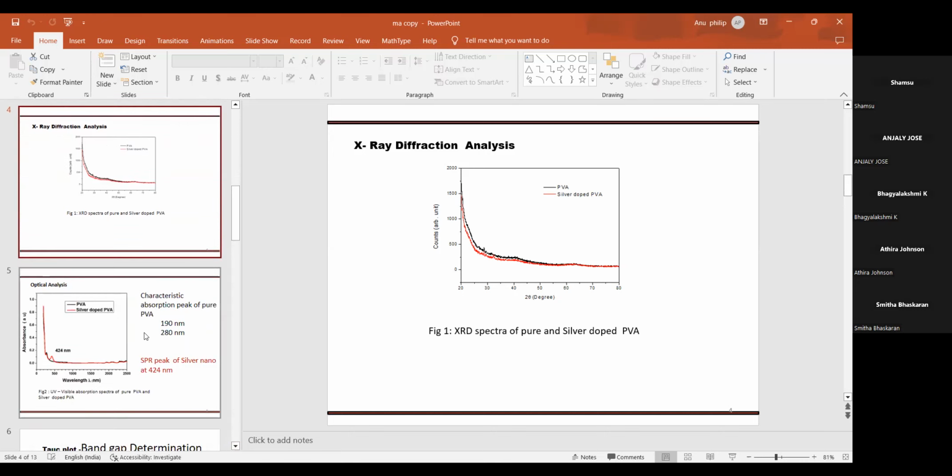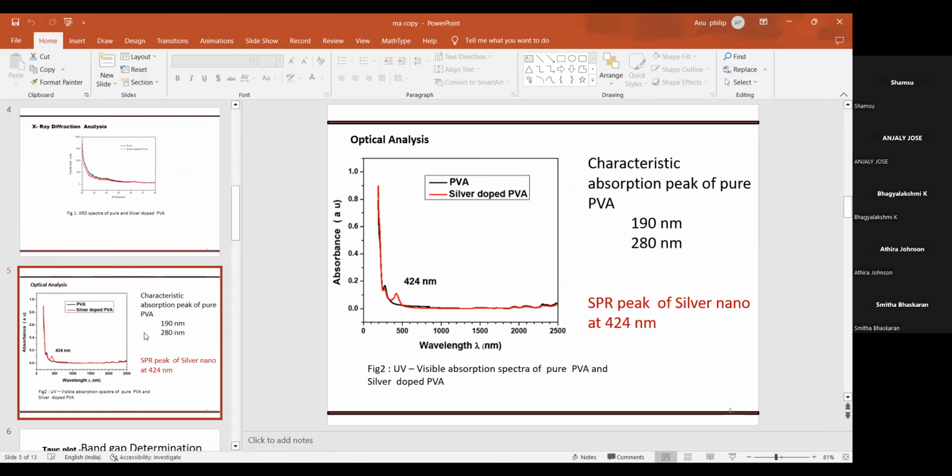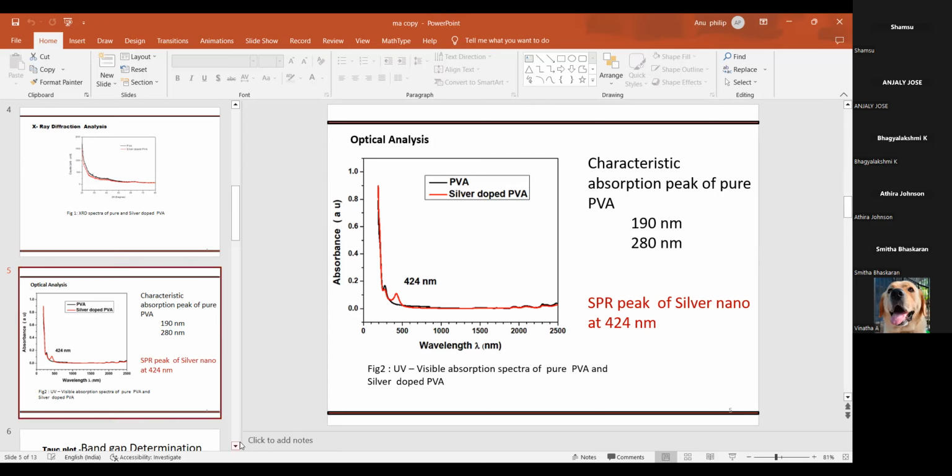Coming to the optical analysis, the optical absorption spectra of pure PVA and Ag doped samples are shown in the figure. The characteristic peaks of pure PVA are observed at 190 nanometer and 280 nanometer. There is no peak observed in the visible region. In the case of silver doped PVA, there is an additional peak observed at 424 nanometer. This is the characteristic peak of silver nanoparticles, which is due to surface plasmon resonance. We also calculated the band gap of pure PVA and silver doped PVA by the Tauc plot.